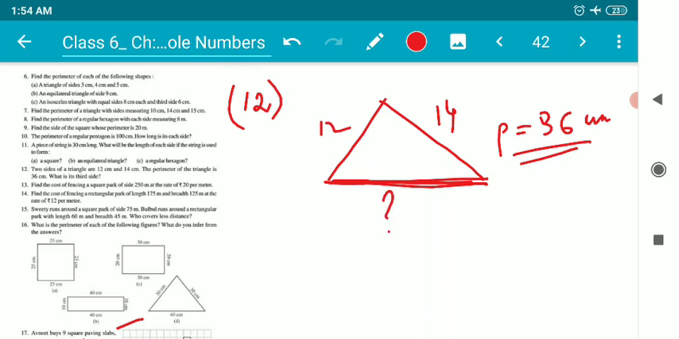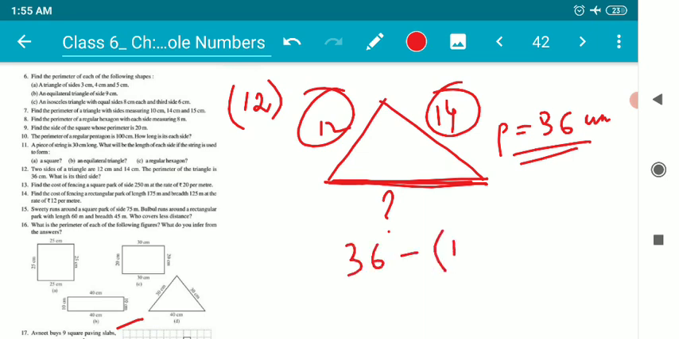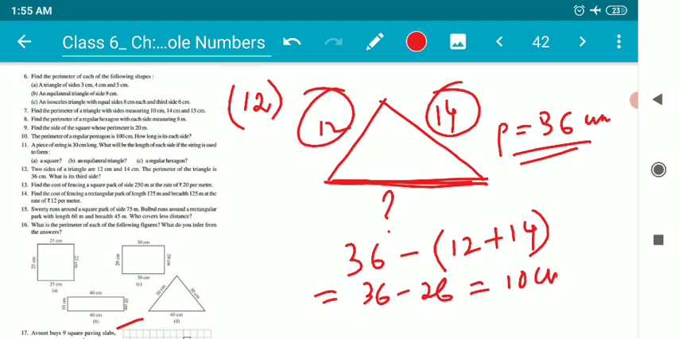How to do this? Just add these two sides and subtract it from 36, the total sum. The total sum is 36 and I'll add 12 plus 14. So I'll write 36 minus the sum of 12 plus 14, which is 26. The answer is 10 centimeter. I hope it's clear to everyone.